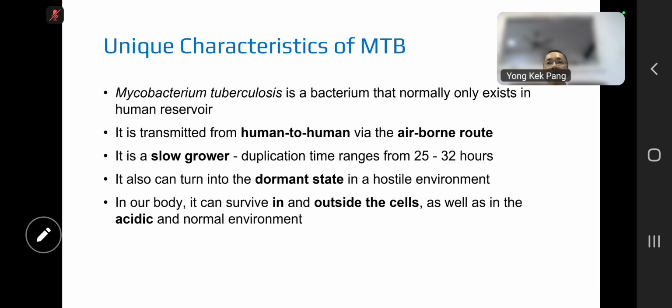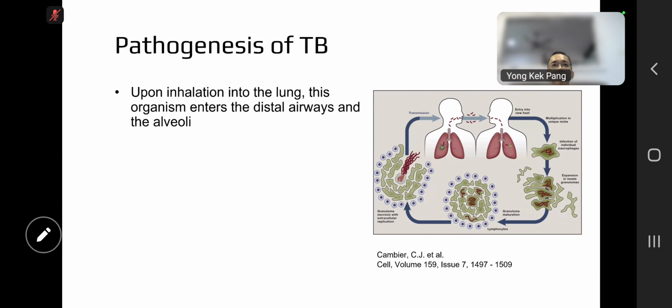As a result of this capability of converting into dormant state, it can survive in and outside the human cells, as well as in acidic or normal environment. So how does TB cause infection? We know that it is airborne through the droplet nuclei.